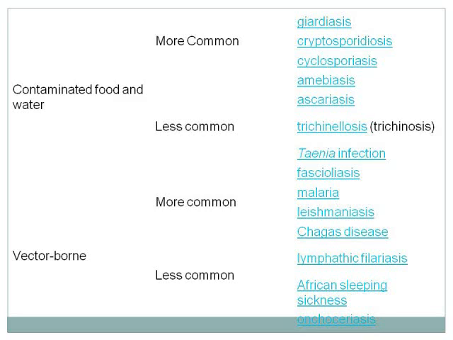And then less commonly, these three. As far as vector-borne, more common are malaria, leishmaniasis, and Chagas disease, and then less common is African sleeping sickness. That's one of the vector-borne diseases that people may have.